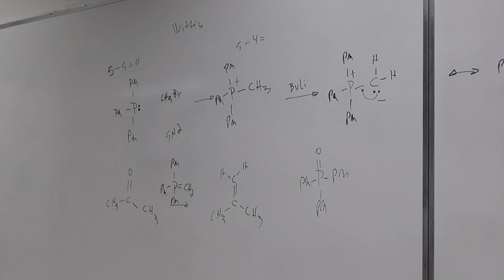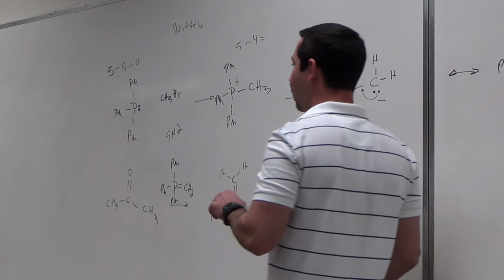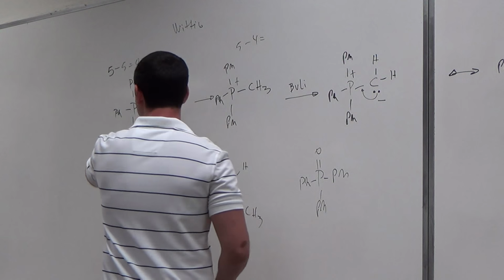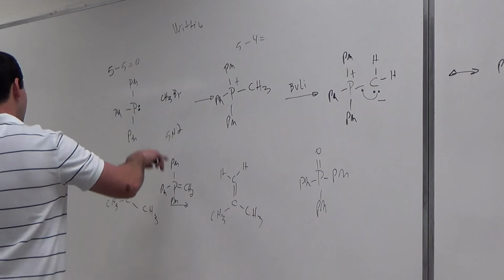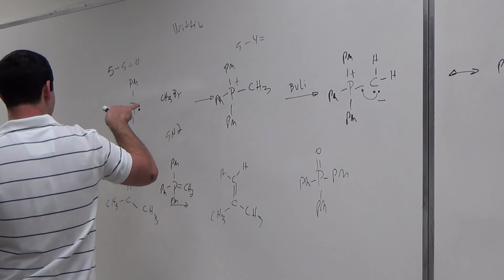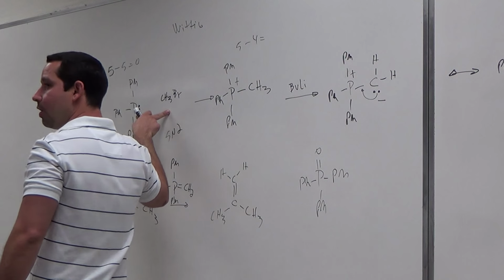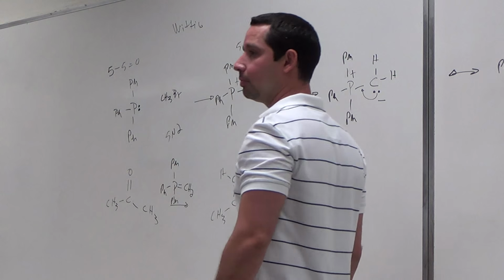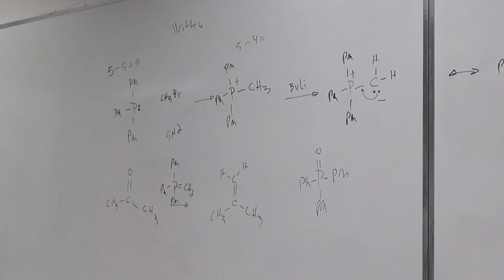Now, during this, what did we do here? This is an SN2, and it has SN2 related problems. For example, can I use a tertiary alkyl halide here? No. Why not? Because this is going to be SN2, and because of SN2, it is limited to primary and secondary alkyl halides.